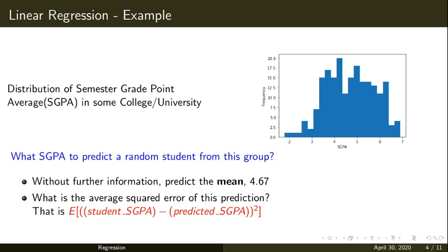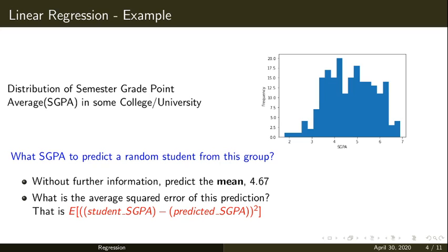We would like to find out the average squared error of this prediction, that is the expected value of the squared error. It is the expected value of student SGPA minus the predicted SGPA, squared. It turns out that it is nothing but the variance of the distribution.